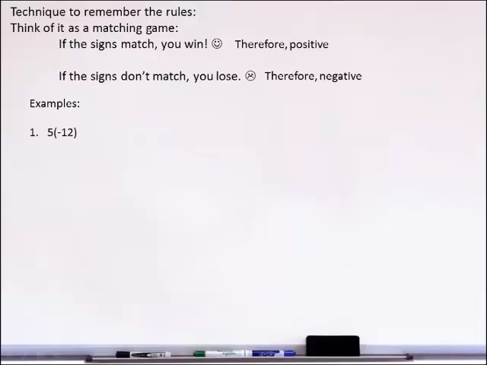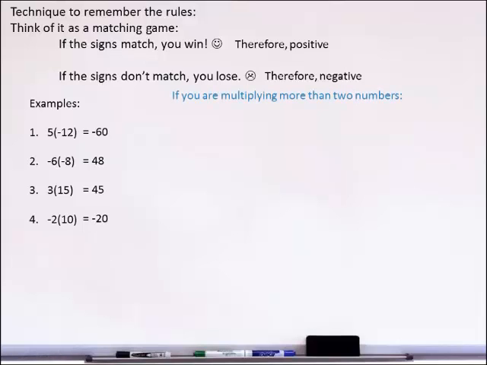I have 5 times negative 12. My signs do not match, so I multiply 5 times 12, and since they don't match, my answer is negative. I have negative 6 times negative 8. My signs match, so my answer is going to be positive 48. I have 3 times 15. They're both positive, so my answer will be positive 45. Negative 2 times 10. I have non-matching signs, so that gives me a negative answer, negative 20.